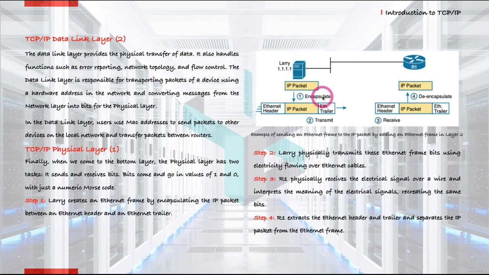When we look at the figure here, in the first step, Larry creates the Ethernet frame by encapsulating the IP packet between an Ethernet header and the trailer. In the second step, Larry physically transmits these Ethernet frame bits using the electricity flowing through the Ethernet cables, and in the third step, the router physically receives an electrical signal through a cable and tries to reconstruct the same bits by interpreting the meanings of the electrical signals. In the fourth step, router 1 separates the IP packet from the Ethernet frame by discarding the Ethernet header and trailer, so that the data is transmitted at the data link layer and the physical layer.